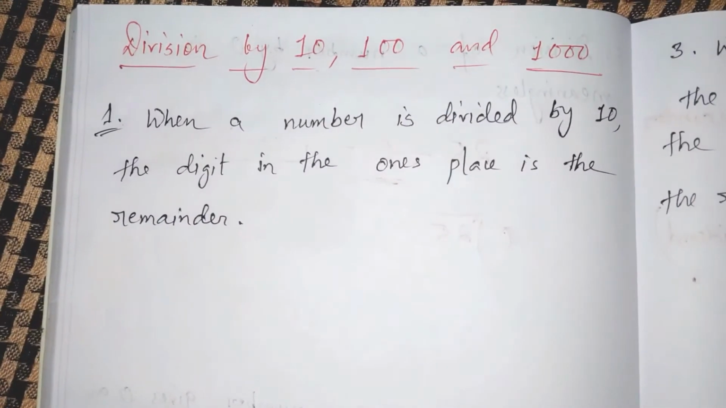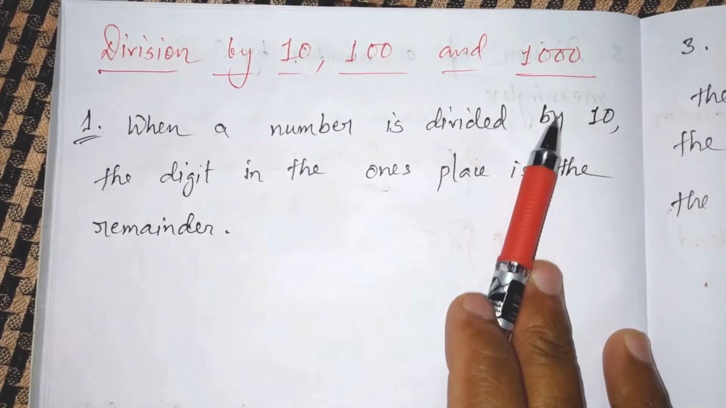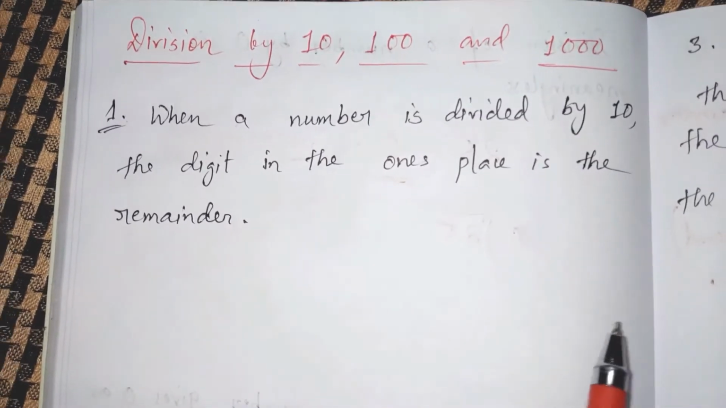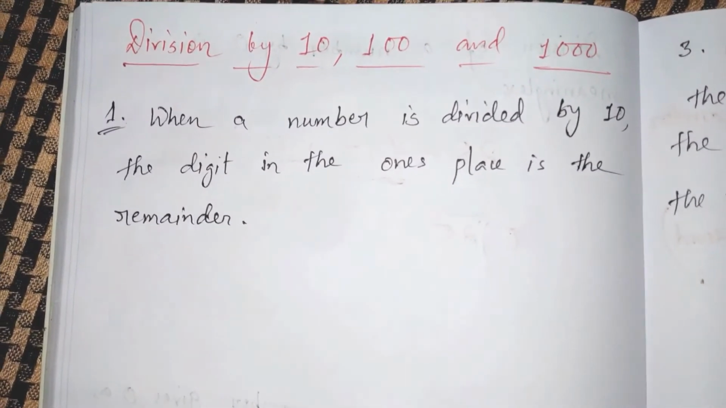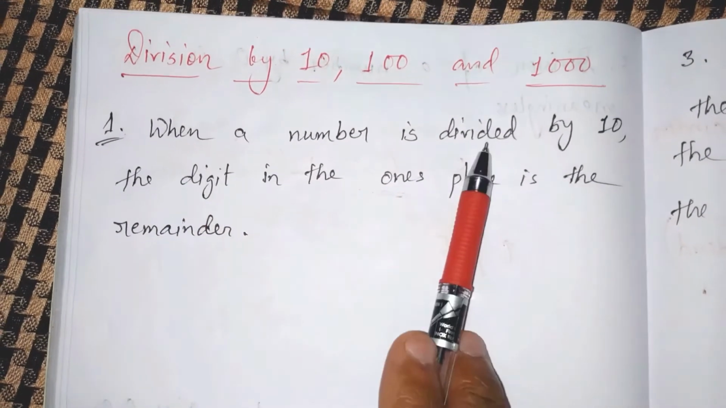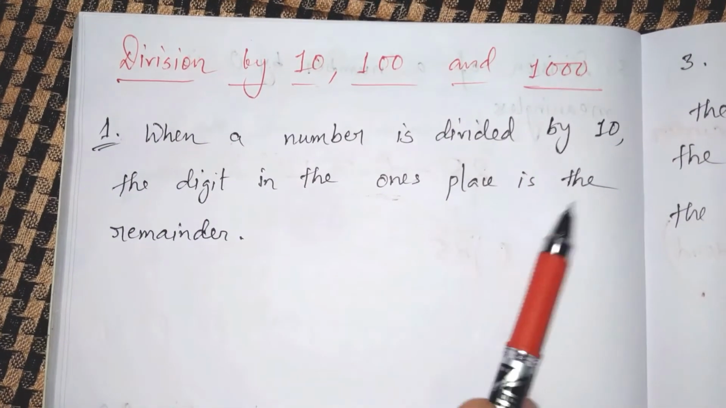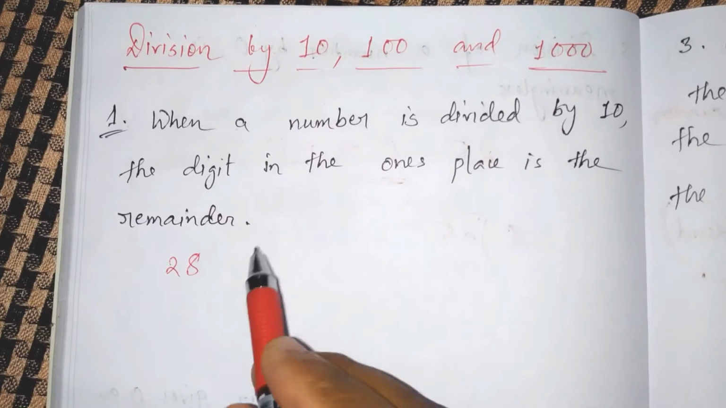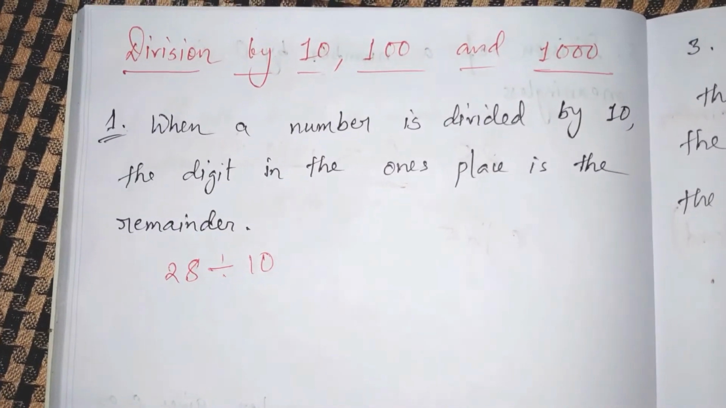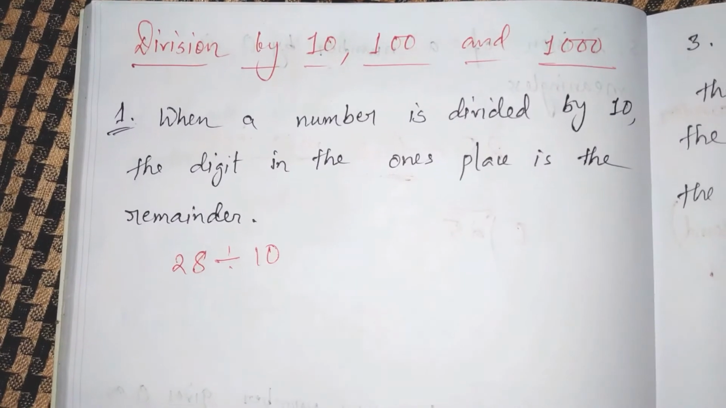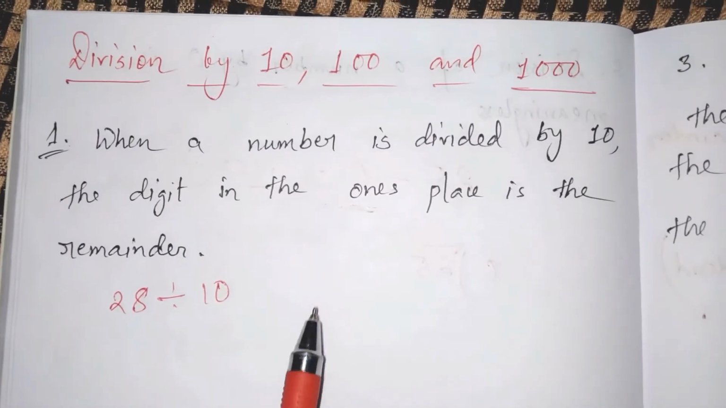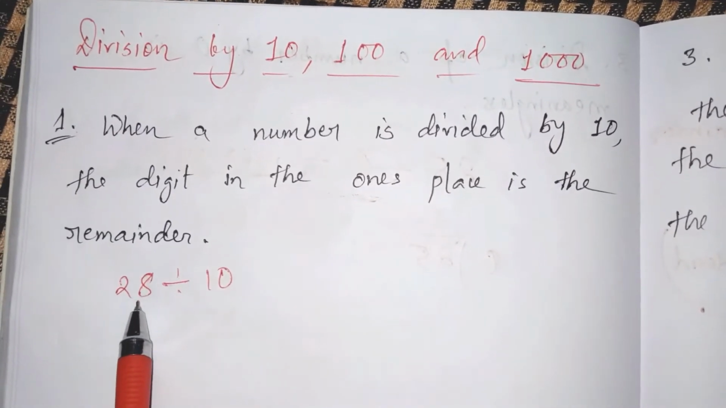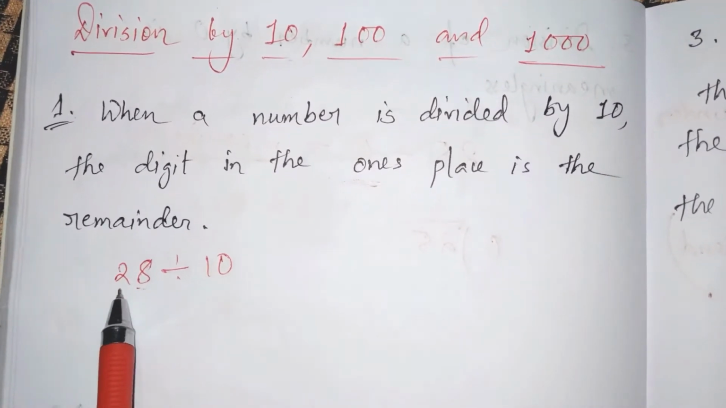Students, for this one we have division by 10, 100 and 1000. If you divide any number by 10, 100 or 1000, what will be the result? We'll understand this in 3 sections. The first section is, when a number is divided by 10, the digit in the ones place is the remainder. This is quite simple. Suppose I write 28 and divide it by 10, what will be the result? According to the rule, the digit in the ones place is the remainder. Here 8 is the ones place, and 2 is in the tens place.